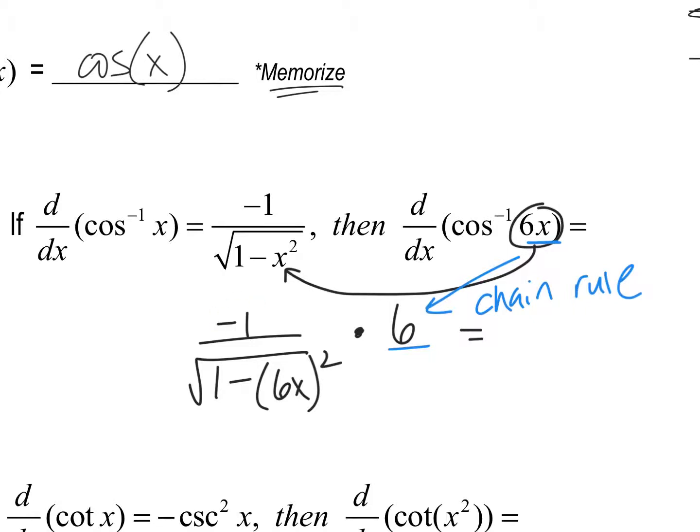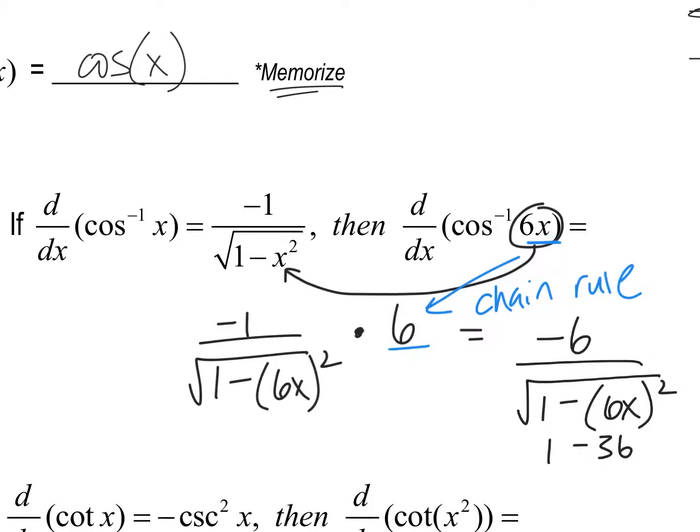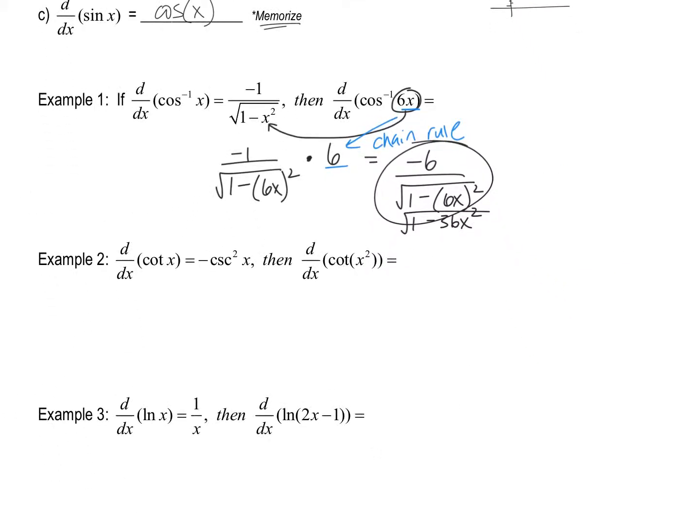Okay, so all I have to do now is simplify that. I can multiply negative 1 by 6 and get negative 6 on top. And I get square root of 1 minus 6x squared. You could also write that as 1 minus 36x squared. Either way is correct inside the radical. Okay, so there happens to be my derivative. Do a couple more because these are really quick.